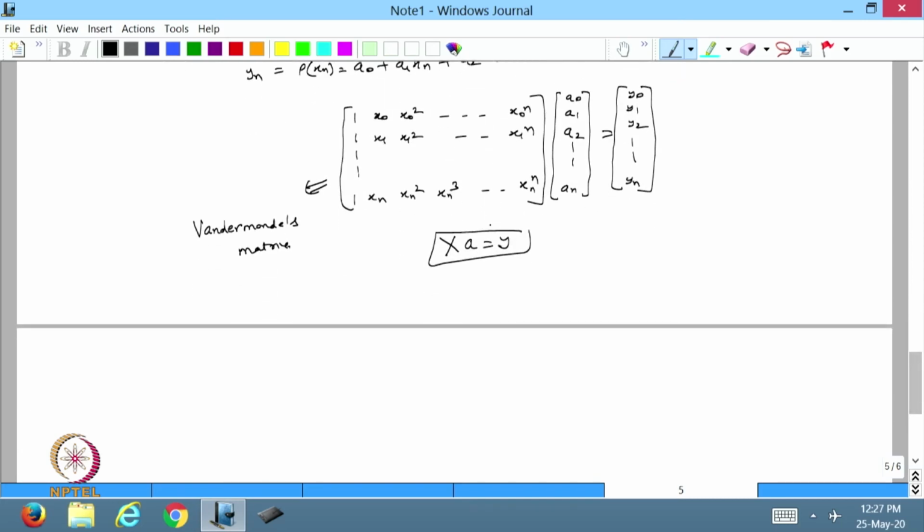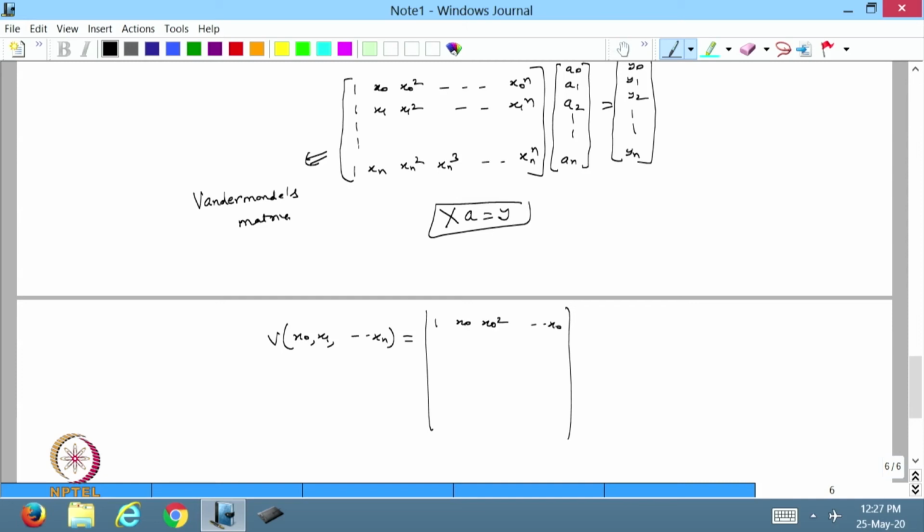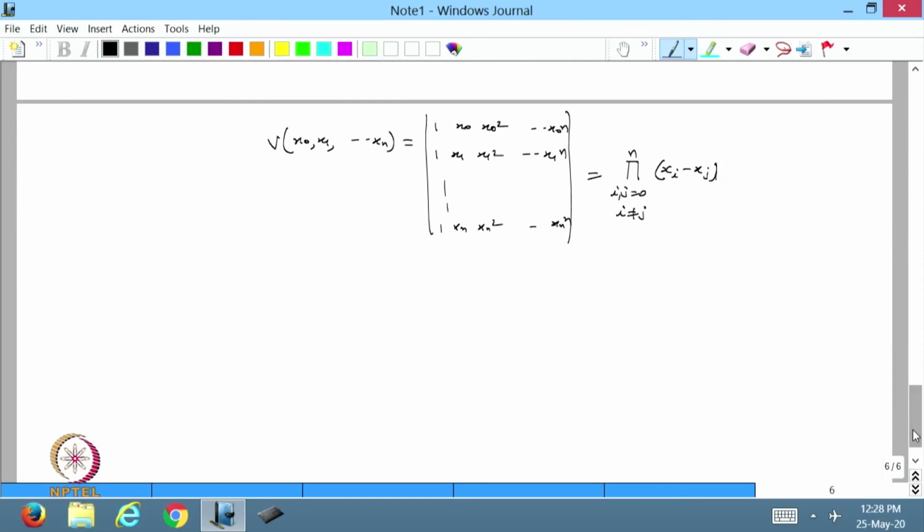Now if I want to solve this system, let's find out what the determinant of this matrix will be. From here I can write V(x0, x1 up to xn). This is the determinant of this matrix, 1, x0, x0 square up to x0 power n, 1, x1, x1 square up to x1 power n, up to 1, xn, xn square up to xn power n. If you do the calculation, this will be equal to the product of all (xi minus xj), where i and j go from 0 to n and i is not equal to j. That is my determinant in this case.